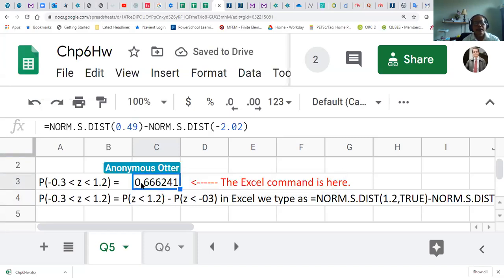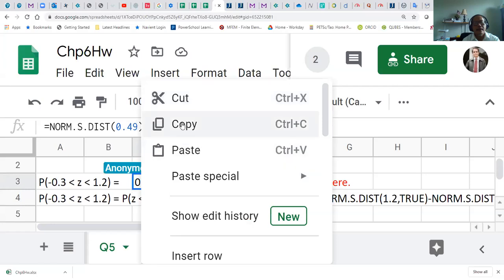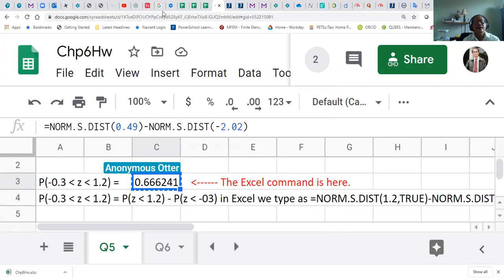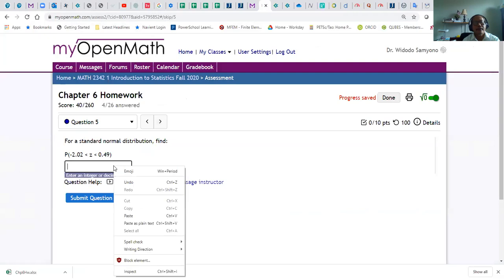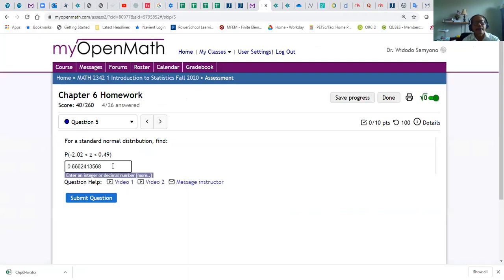So this will be copy and then paste it here. In this case, it didn't say anything, okay? So you can copy, paste, and submit it, okay?